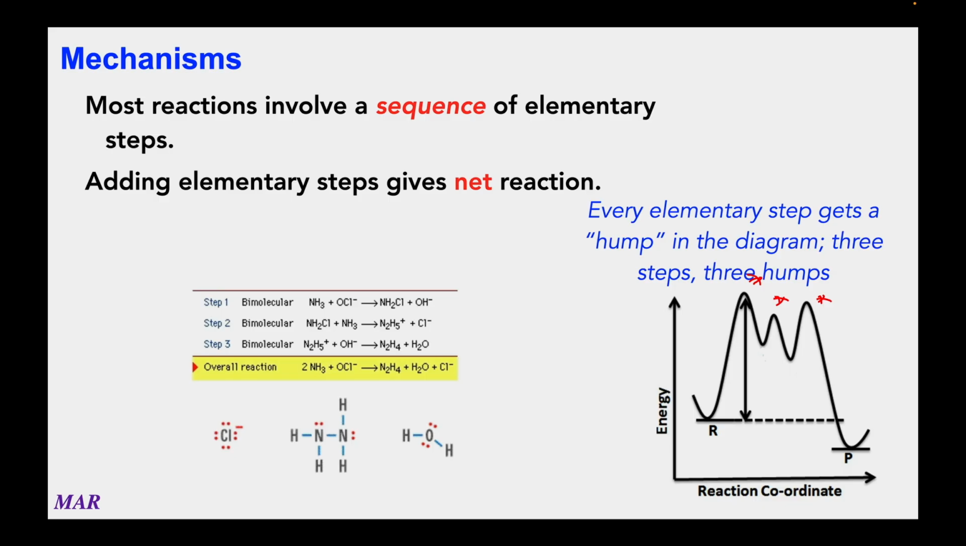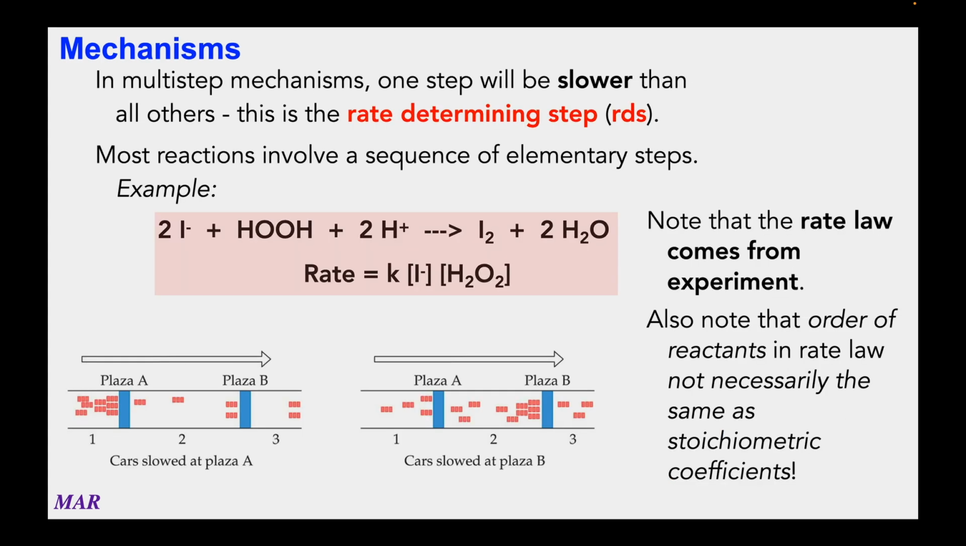So 3 steps, 3 humps; 2 steps in the mechanism, 2 humps. If it's a single step, only a single hump. You get the idea. All reactions have what's considered to be a rate determining step, an RDS. And the important part here is that the whole mechanism won't be any faster than your slowest step. They say sometimes that a chain is no stronger than its weakest link. Well, a reaction is no faster than the RDS, the rate determining step, the slowest step.